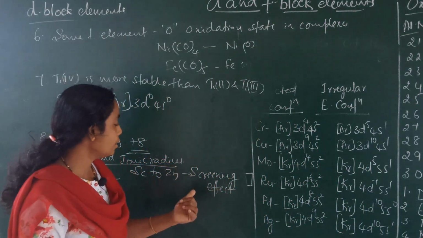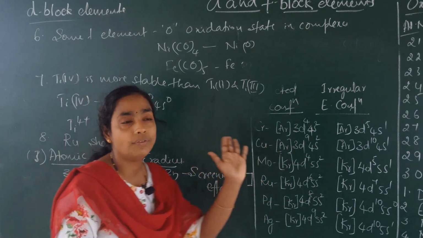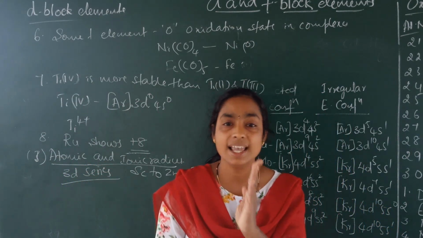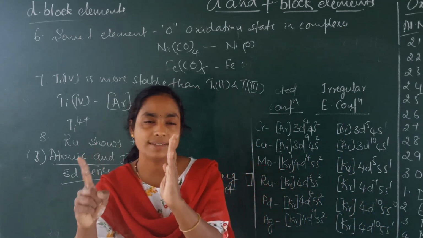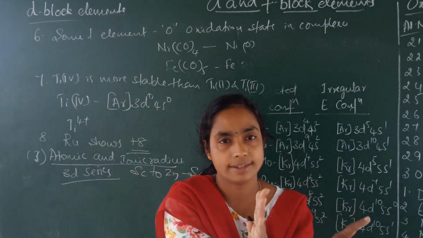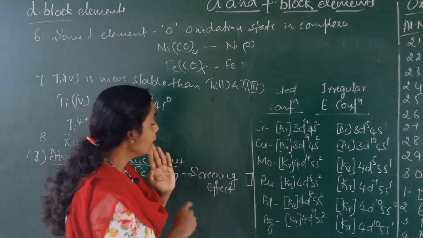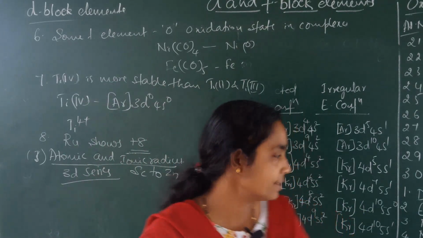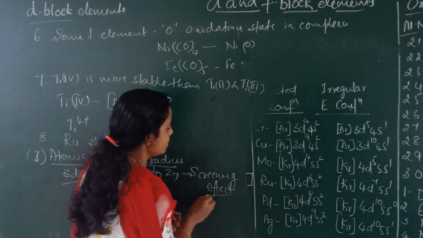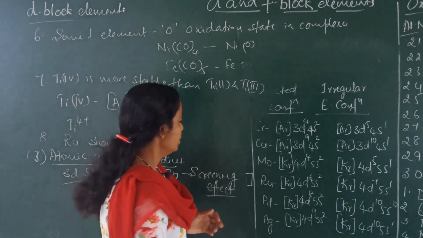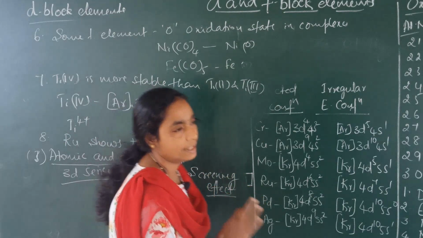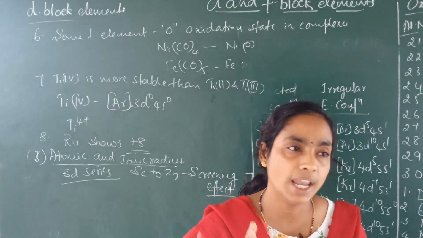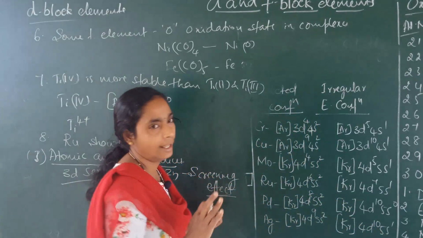As the number of 3d electrons increases, those 3d electrons act as a screen between the 4s electron and the nucleus. So, the increase in the effective nuclear charge is nullified by the increase in the shielding effect. Therefore, the elements present in the middle portion of the 3d series show almost the same atomic radius.